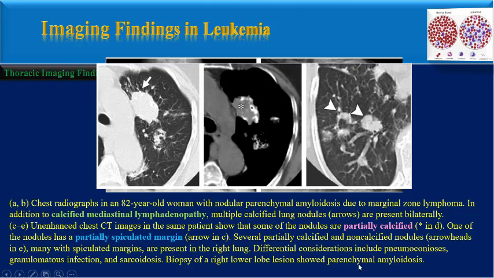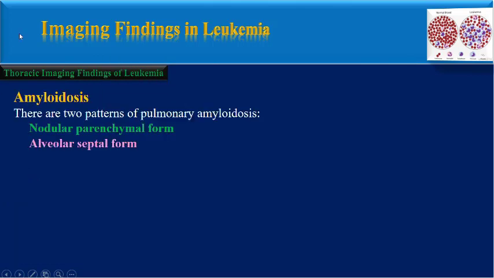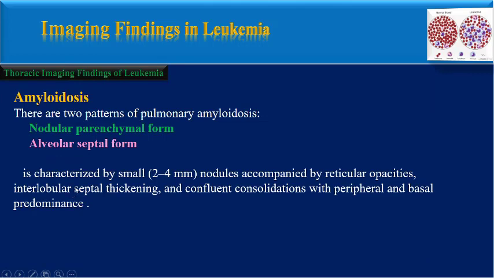Differential considerations include pneumoconiosis, granulomatous infections, and sarcoidosis. Biopsy of the right lower lobe lesion shows parenchymal amyloidosis. Another type is the alveolar septal form. It is characterized by small, about 2 to 4 mm nodules accompanied by reticular opacities, interlobular septal thickening, confluent consolidation with peripheral and basal predominance.